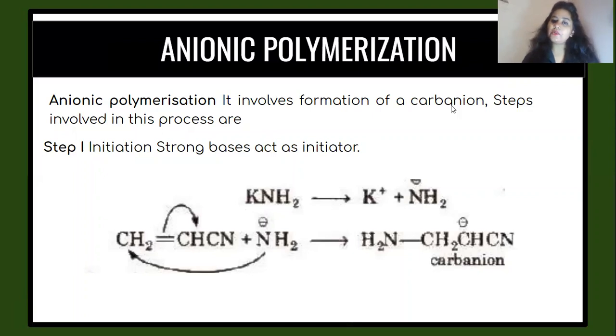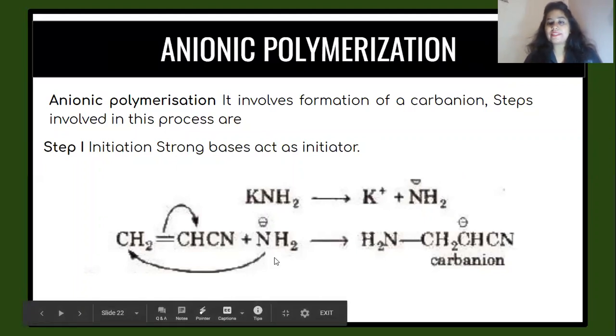If I had to take into consideration the cationic polymerization technique, I would have made use of this K+ which has been formed, but now we are using the anionic polymerization technique. So we will use this NH2, that is amide, that has been formed in this dissociation. This NH2- will act as an initiator that will go and combine to CH2=CHCN.